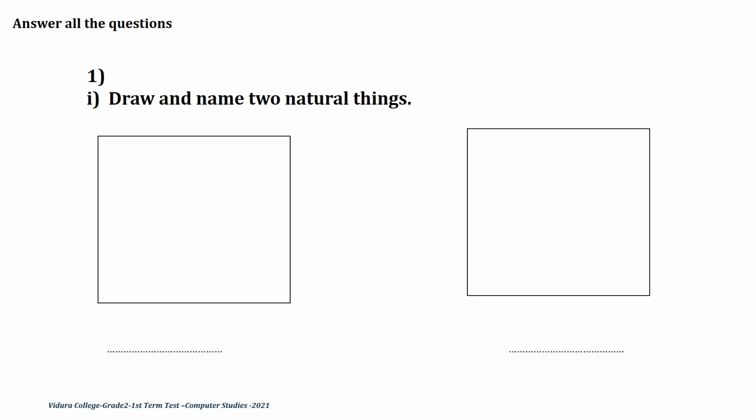Question number one, Roman number one. Draw and name two natural things. Draw two natural things and name them. Check your spellings.